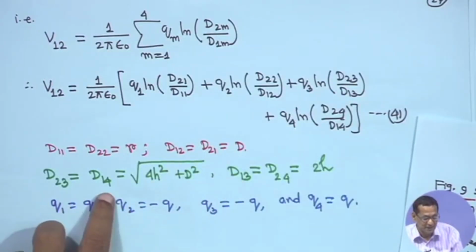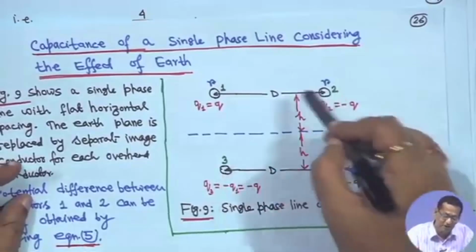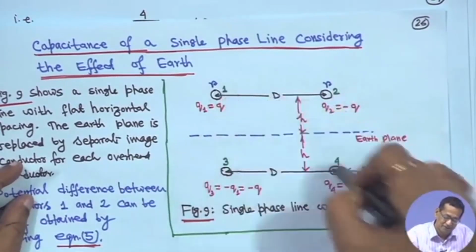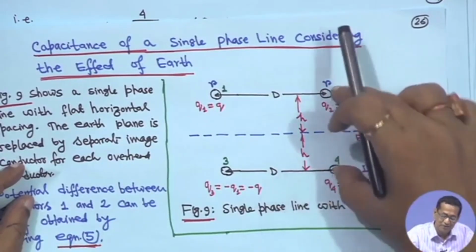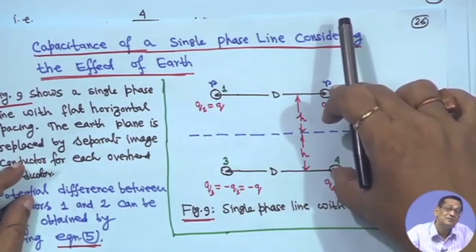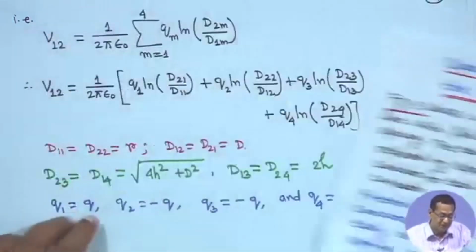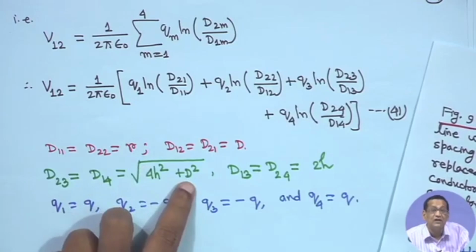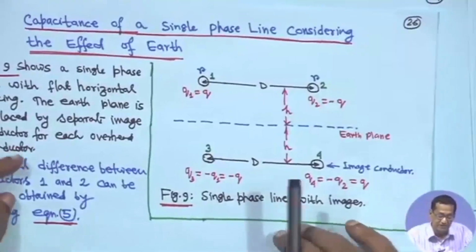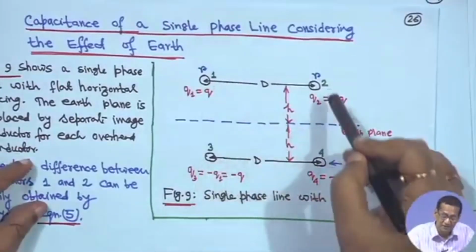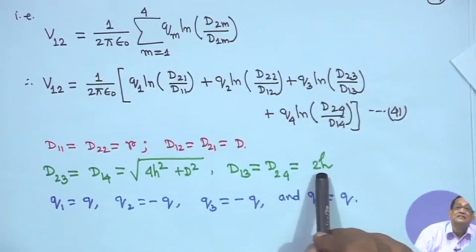Now, d23 and d14, they are equal, I mean this diagonal one and this diagonal one. d23 and d14 is basically under root d square plus 2h whole square, that means root over d square plus 4h square, right. That is why d23 is equal to d14 is equal to root over 4h square plus d square, and d13 is equal to d24 is equal to 2h, right.